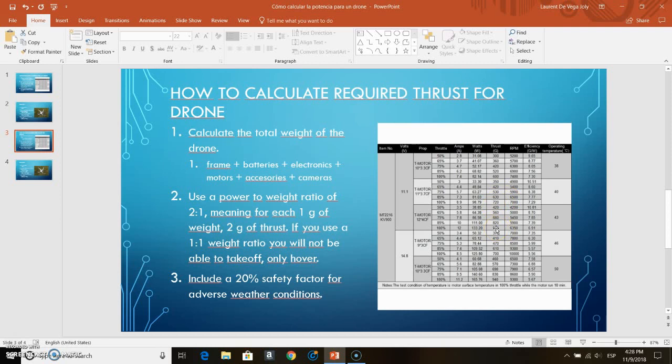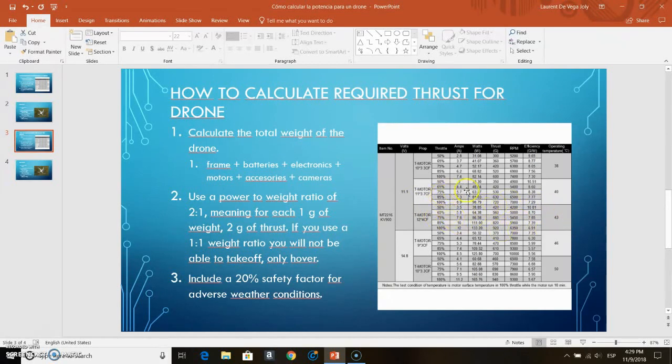Since you want to hover at 50% throttle, you can see that the 12-inch prop at 50% provides exactly 420 grams of thrust, which is half of what you need for your drone. So this is the motor that you need, and this is the prop configuration that you must have. You can see that the most efficient grams per watt thrust is obtained at 50%. So this is why you will choose this motor.